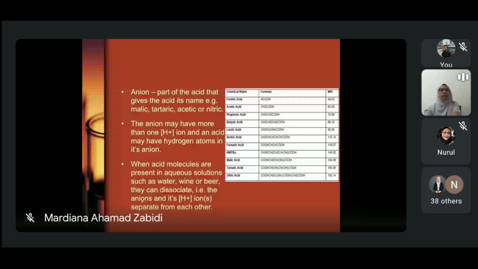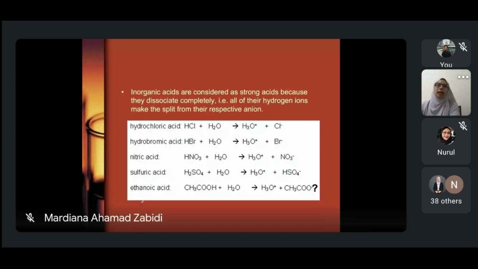Okay, let's finish up with inorganic acid. And inorganic acids are considered strong acids because they can dissociate completely, whereby all of their hydrogen ions will dissociate from their anion. Okay, the hydrogen ion will dissociate from the anion.